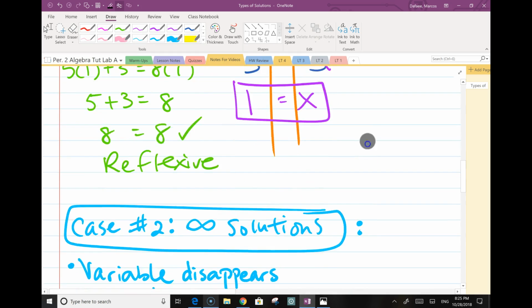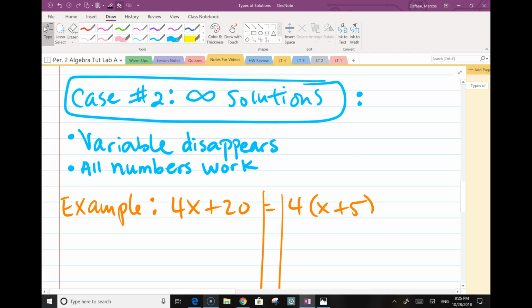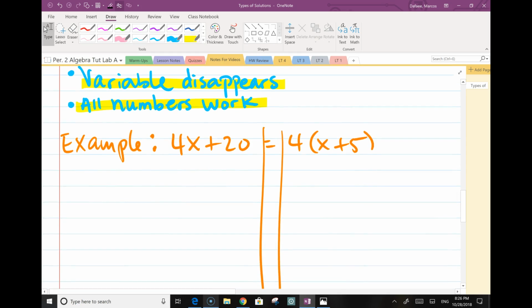Okay, moving on to the next example, case 2, infinite solutions. When there are infinite solutions, it means that the number of solutions that can work are limitless. There is no end to them. And this covers positive, negative, as well as 0, as well as all irrational and rational numbers, meaning decimals, whether they are finite or infinite. So a couple of criteria are, number 1, the variable disappears when there is infinite solutions. And number 2, all numbers work, as I just said. So with that, let's go ahead and jump right into this one.